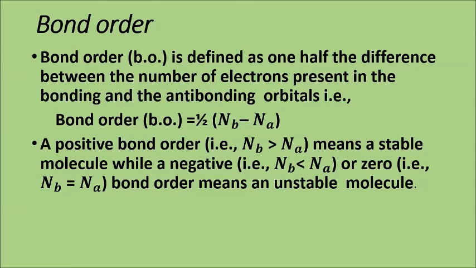One more thing to notice: if we get a positive bond order, that means Nb is greater than Na, and it is a stable molecule. While if we get a bond order that is negative, it means Nb is less than Na. And if it is 0, that means Nb is equal to Na, the number of electrons is equal, and the molecule is unstable.